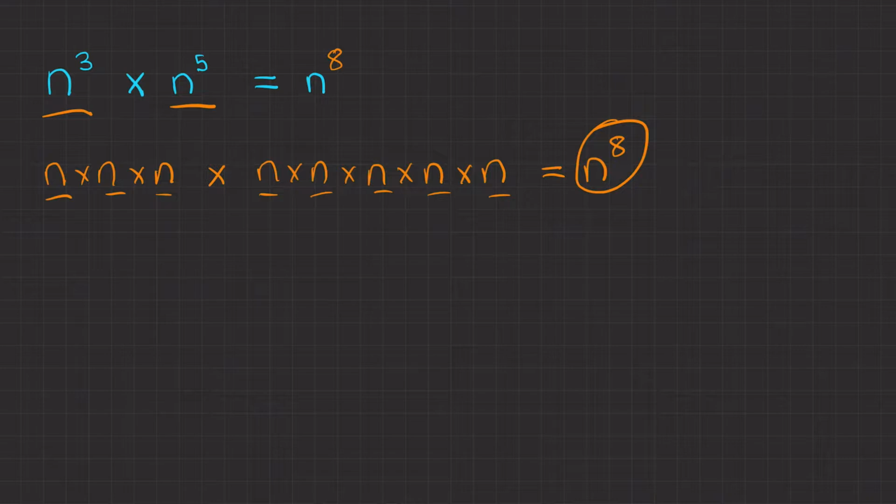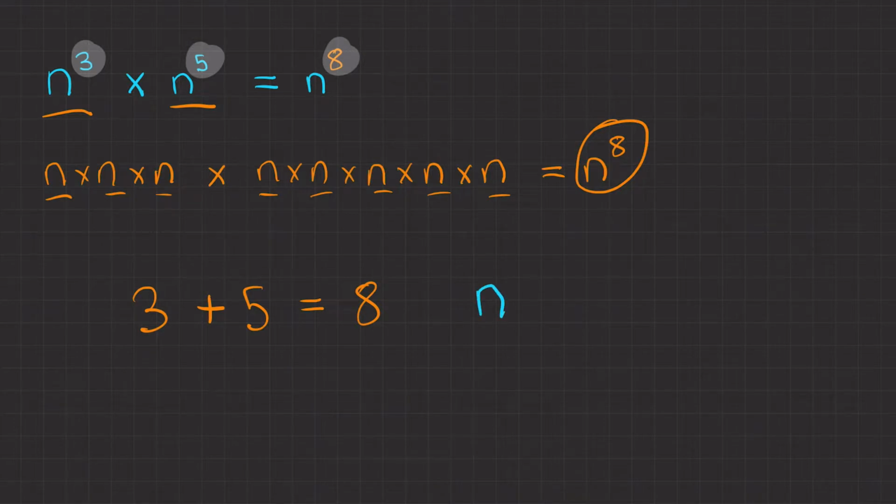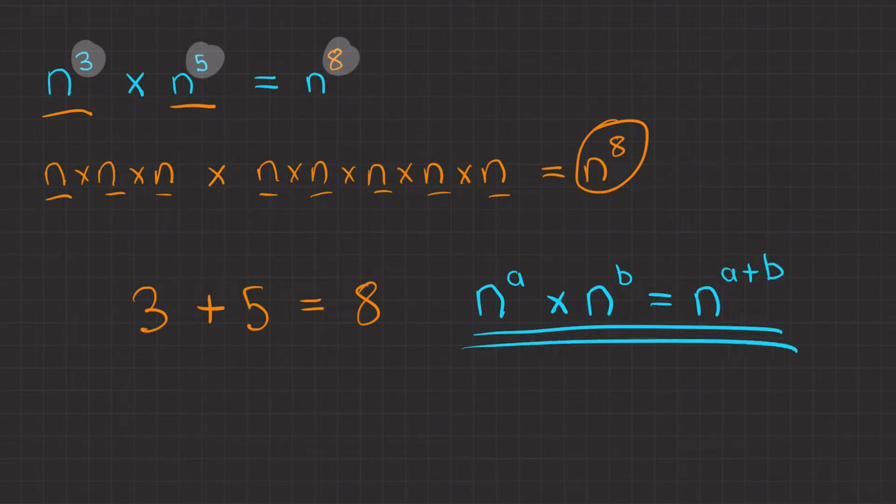How do we figure out how to link 3, 5 and 8 together? Well, we've got 3, 5 and 8. 3 and 5 have to do something together to make 8, while 3 add 5 equals 8. So therefore, from this we can deduce that n to the power of a, multiplied by n to the power of b, equals n to the power of a plus b. And there's our first law of indices.